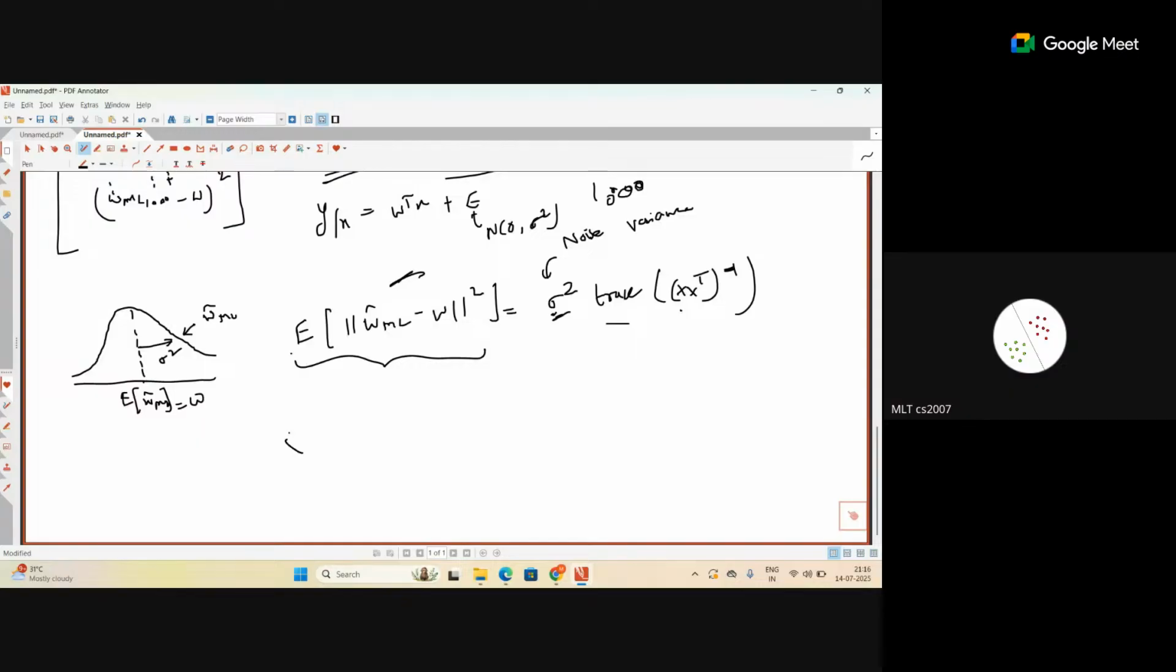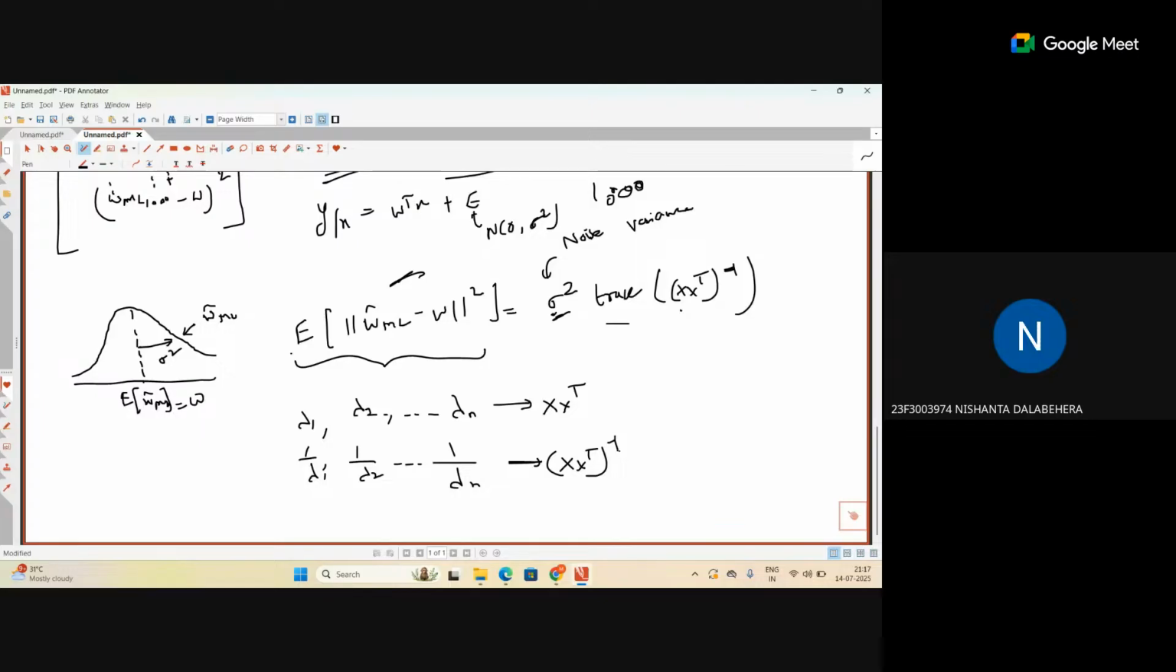So again, let us say the trace is the sum of the diagonal elements, or the sum of the eigenvalues, because the trace of any matrix is equal to the sum of its eigenvalues. So let us say lambda 1, lambda 2 up to lambda n are the eigenvalues of X X transpose. And what are the eigenvalues of the inverse? Basically the reciprocals. Right, the eigenvalues of the inverse will be equal to the reciprocals.